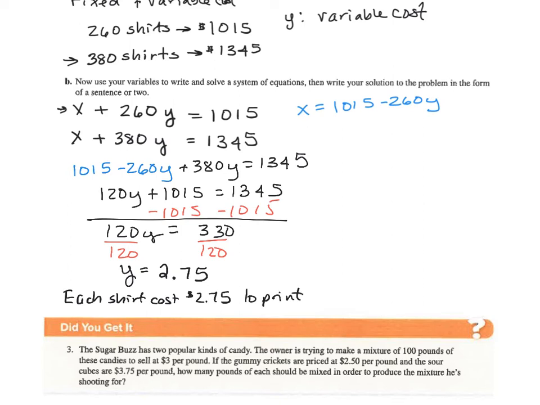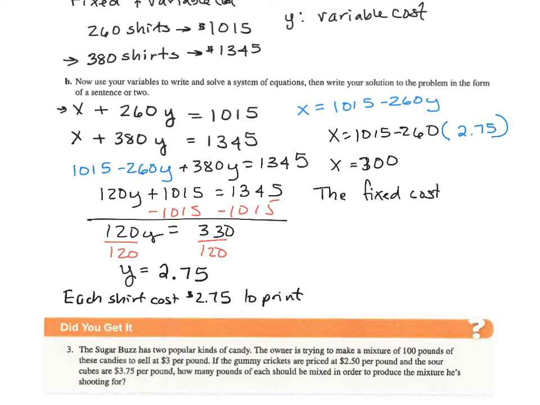All right, now let's figure out what our fixed cost was, shall we? So we have x equals 1,015 minus 260 times 2.75. Okay, so I have x equals... well, let me go ahead and put that in my calculator, and I get 300. So the fixed cost is $300. Now, both of these answers make sense.